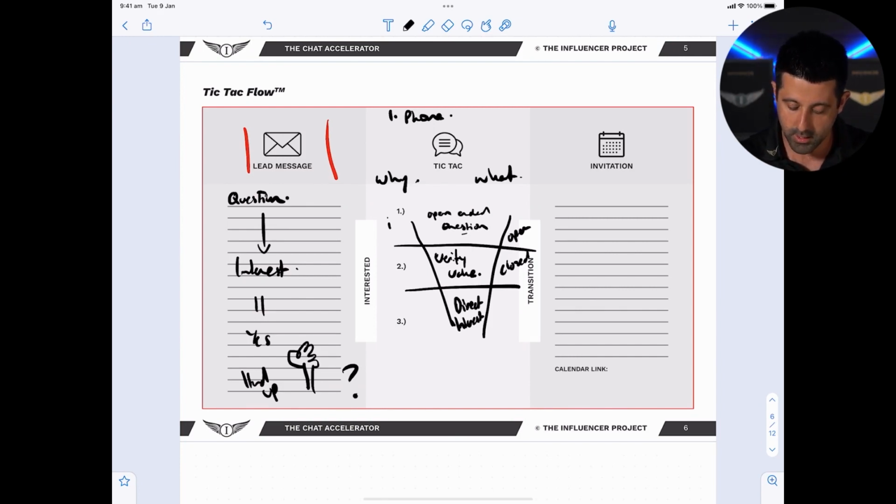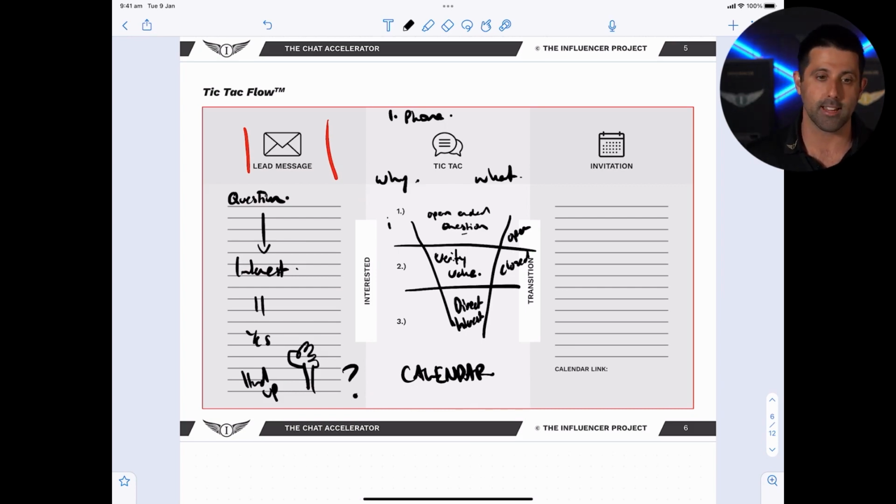Right? And direct the interest to a calendar. A calendar, right? None of this back and forth, bits and pieces, back and forth, back and forth. You don't want tick-tack, tick-tack with people where it's like, I've got tomorrow at 9 o'clock open. I've got tomorrow at 10 o'clock open. Well, I'm not busy.